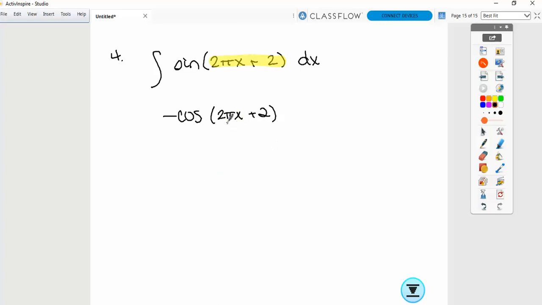Now if you did this derivative, you would have to do chain rule, so times the derivative of the inside. Derivative of the inside is 2 pi, so we need a 1/2 pi. And then a plus c, because we don't have limits. So we just have negative 1/2 pi cosine of (2 pi x plus 2).